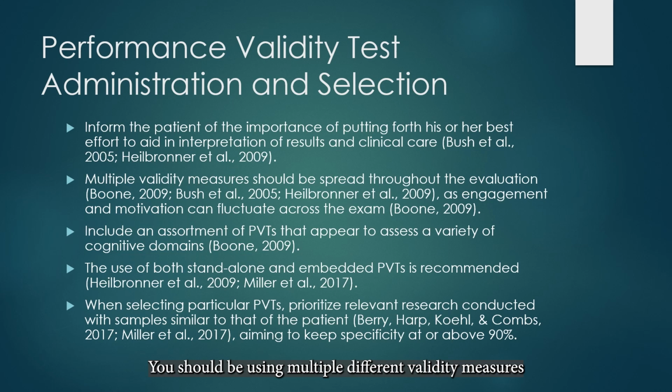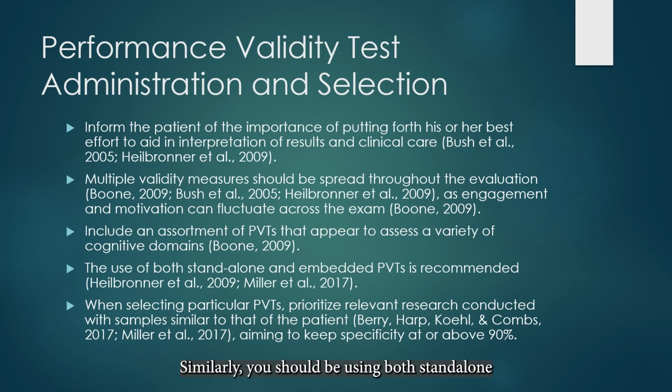You should be using multiple different validity measures throughout the evaluation because engagement and motivation can fluctuate across the exam. And validity assessment should include an assortment of PVTs that appear to assess a variety of cognitive domains. So there are PVTs that appear to assess learning and memory, PVTs that appear to assess attention and processing speed, and you should not be limiting yourself to a single domain, but should be getting as broad a sampling as possible.